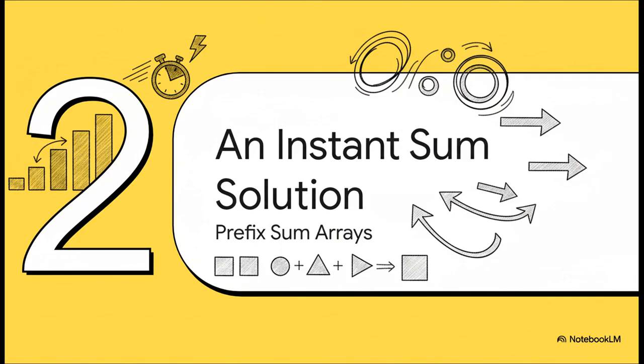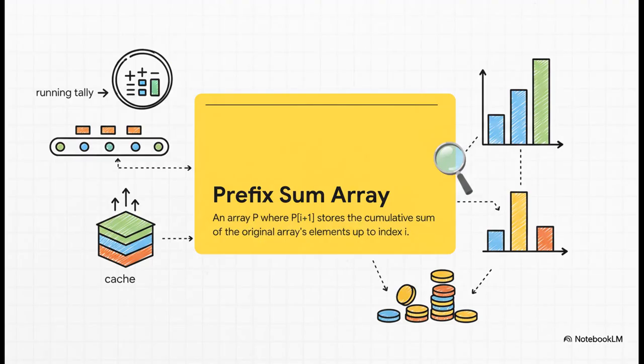Enter our first hero, the prefix sum array. The whole idea is to do a little bit of work up front, a pre-calculation, to make all our future queries lightning fast. So what is a prefix sum array? The easiest way to think about it is like a running tally. We build this new array, let's call it P, where every spot in it holds the total sum of the original array up to that point. It's like we're creating a cache of sums ahead of time.